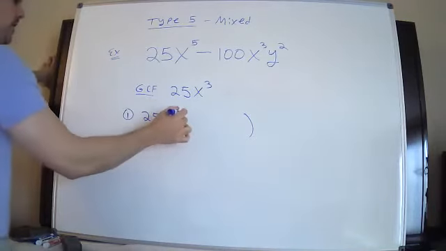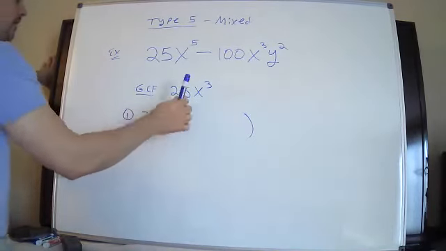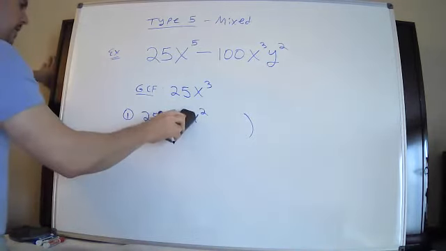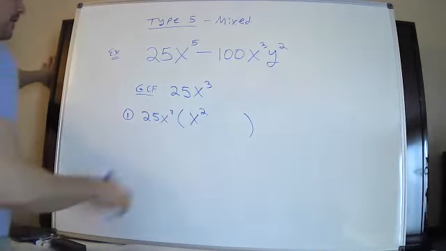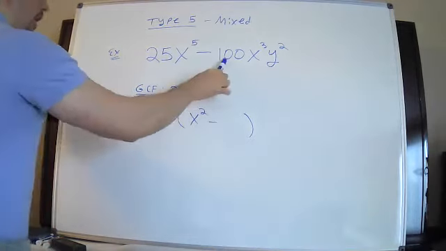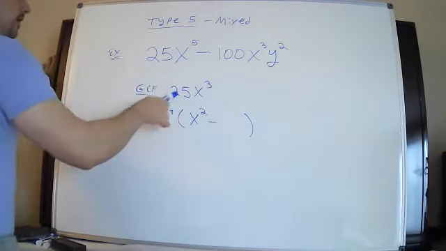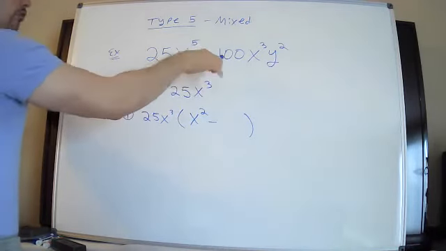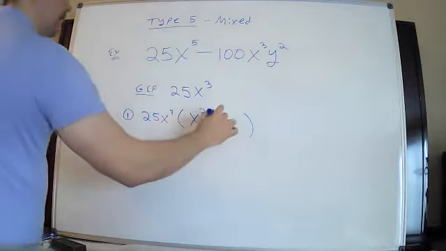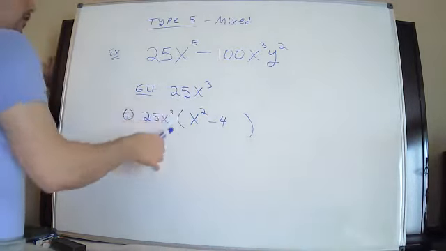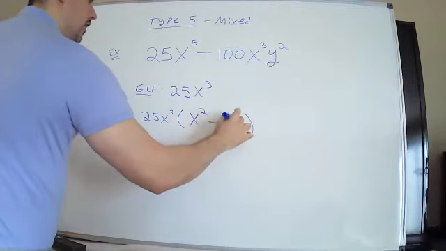25 divided by 25 is 1. X5 divided by x3 is x squared. Do you really need the 1 there? No. You don't want the 1 there, don't put it there. Minus 100 divided by 25, right? There's a 25 under that. Divide it away. If you have to write it, write it. 100 divided by 25 is 4. X3 divided by x3, they cross out. Y squared goes along for the ride.